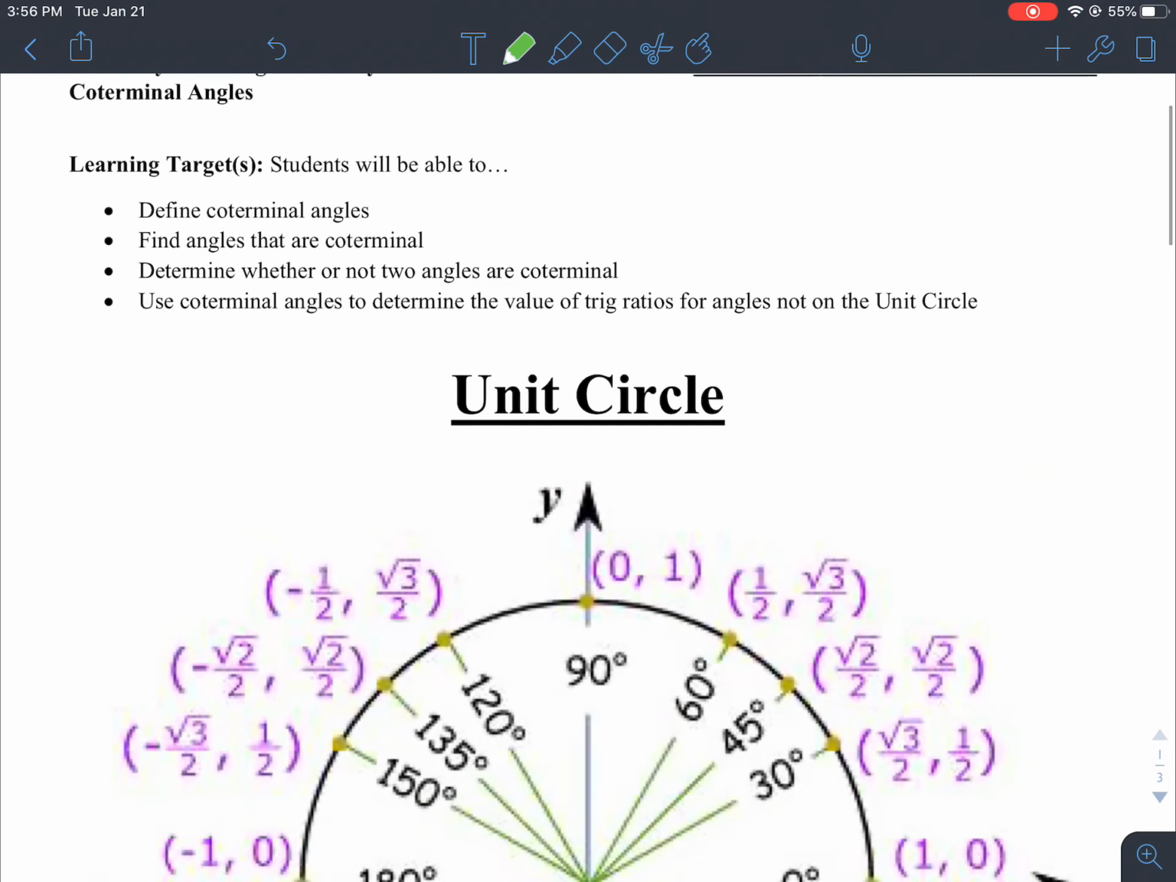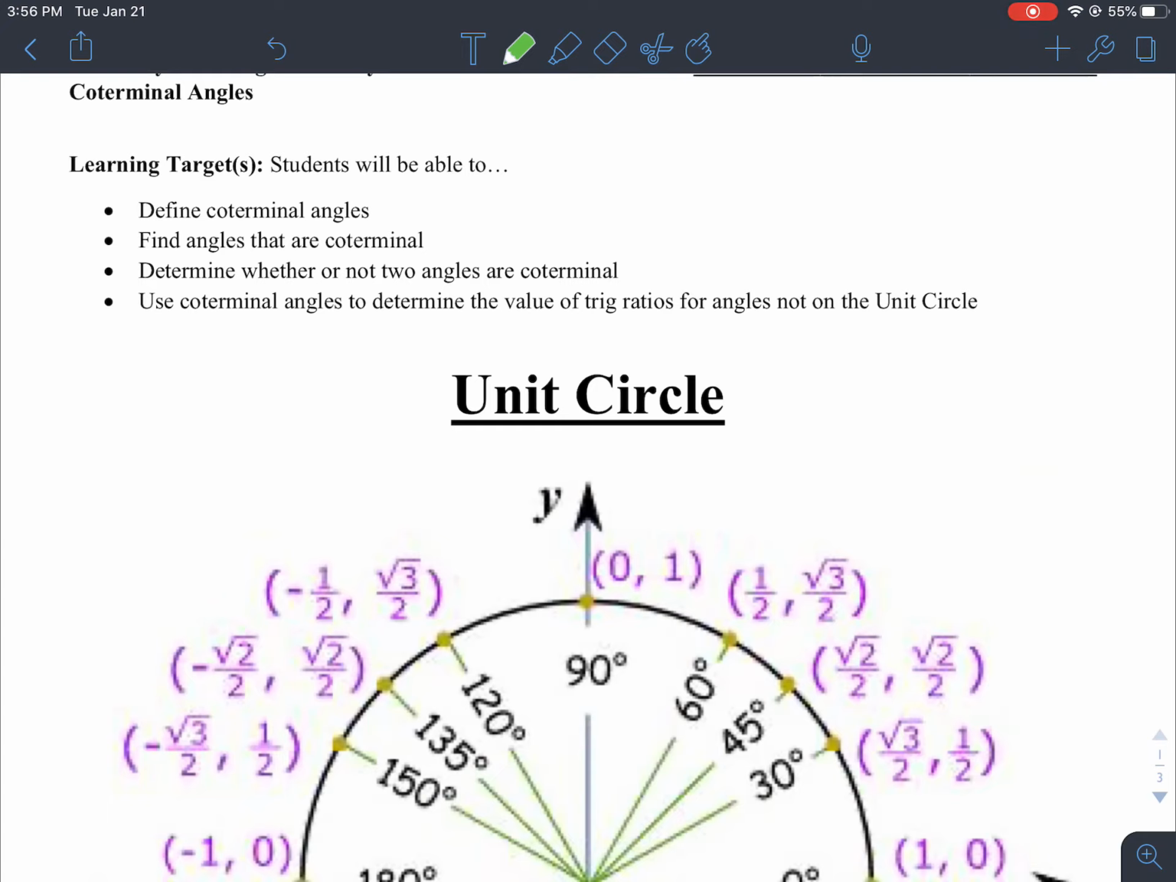First one, define coterminal angles, so just what are they? Second, find angles that are coterminal to one another. And very similar to that, determine whether or not two angles are coterminal. So if you're given two angles, determining whether or not, yes or no, they are coterminal. And lastly, we want to use coterminal angles in order to determine the value of trig ratios for angles that are not on the unit circle.